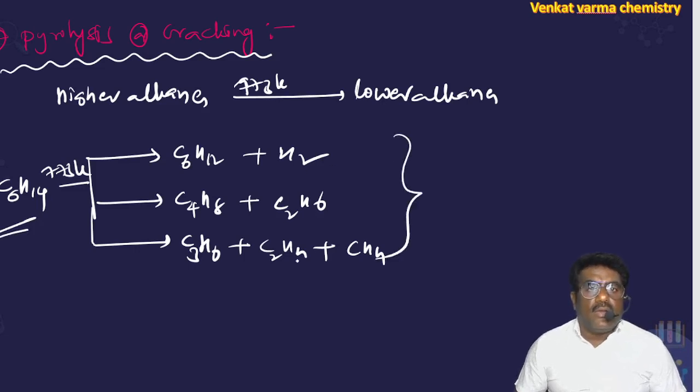The pyrolysis process: higher alkanes to lower alkanes. The decomposition of higher alkanes to lower alkanes in presence of higher temperature is known as pyrolysis or cracking. These are the methods of preparation and the chemical properties of alkanes.